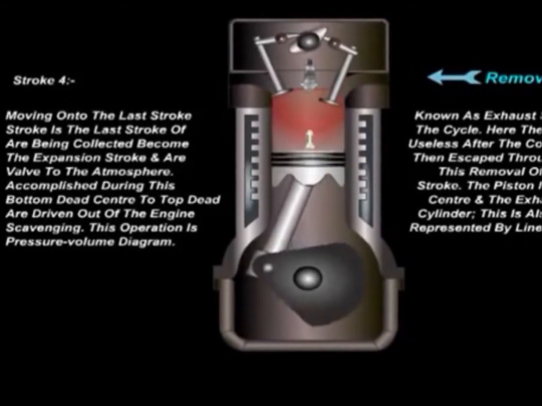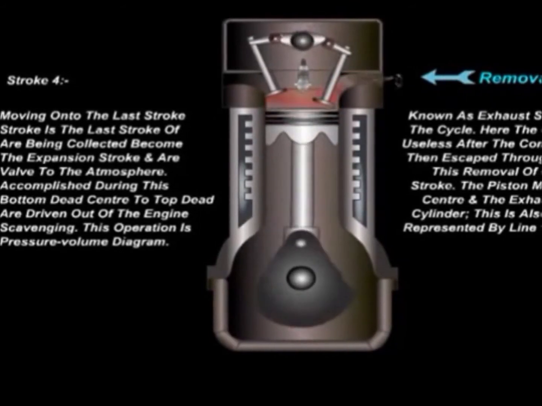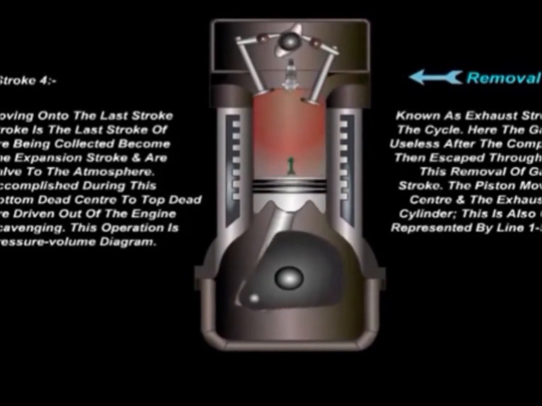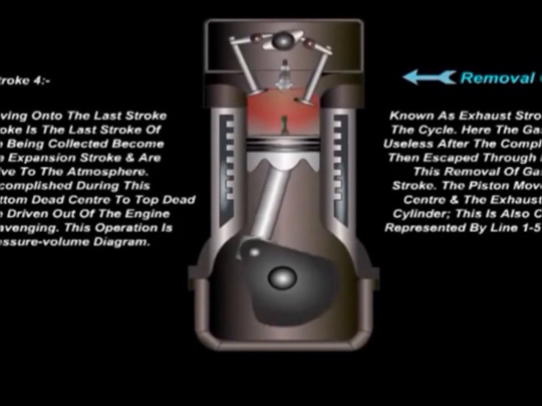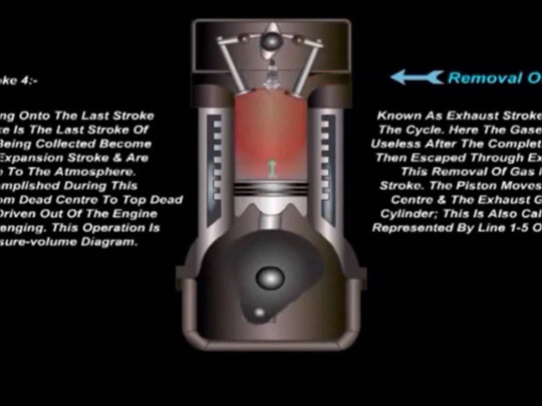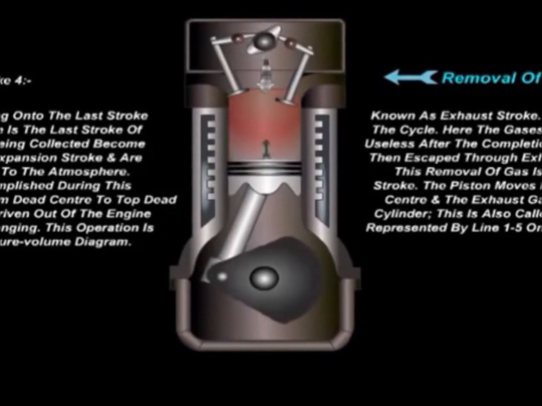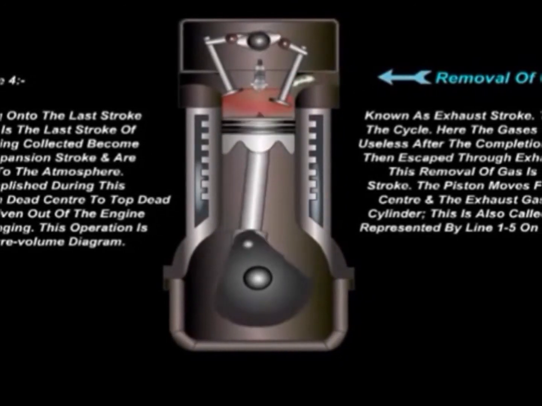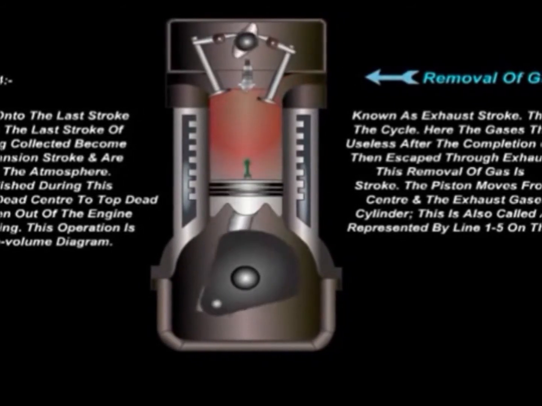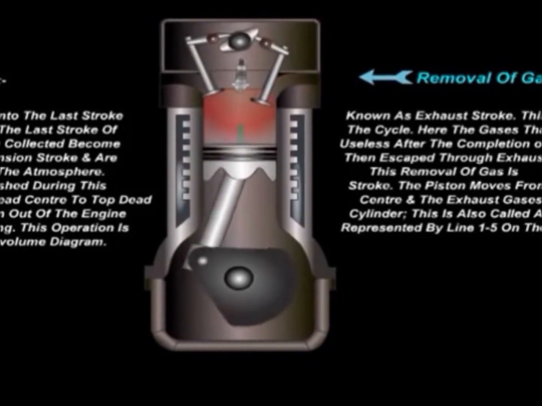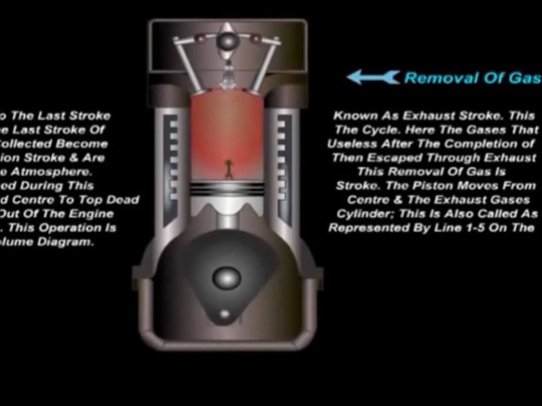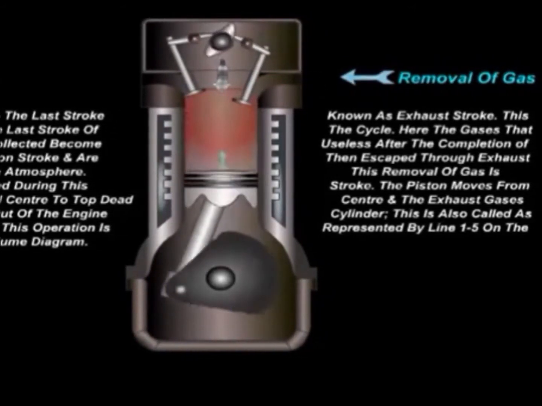Moving on to the last stroke, known as the exhaust stroke. This stroke is the last stroke of the cycle. Here, the gases that have been collected become useless after the completion of the expansion stroke and then escape through the exhaust valve to the atmosphere. This removal of gas is accomplished during the stroke. The piston moves from bottom dead center to top dead center and the exhaust gases are driven out of the engine cylinder. This is also called scavenging. This operation is represented by line 1 to 5 on the pressure-volume diagram.